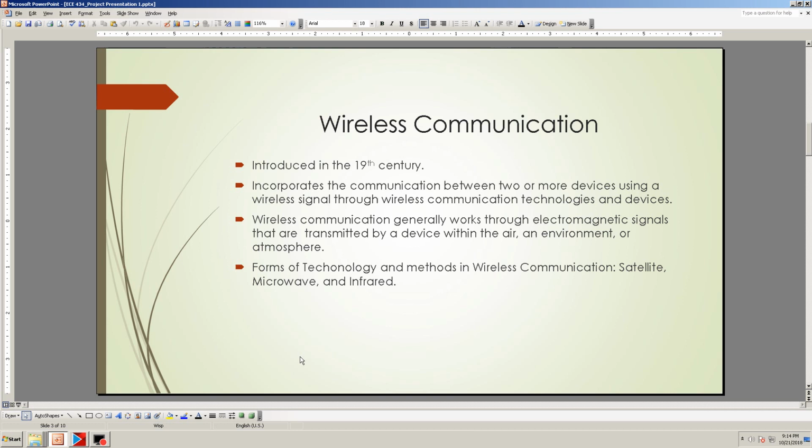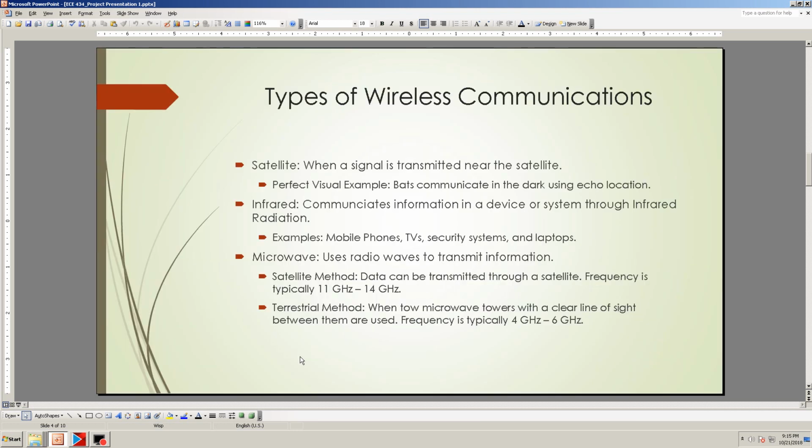But wireless communications also has various forms of technologies and methods besides all these devices that we use in today's society. Certain methods and technologies that wireless communication is involved with are satellite communication, microwave communication, and infrared communication. These are the types of wireless communications that I just mentioned, and satellite communication is one of the wireless technologies that is widely spread all over the world, allowing users to stay connected virtually anywhere.